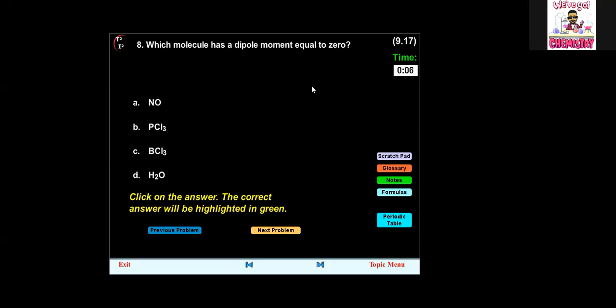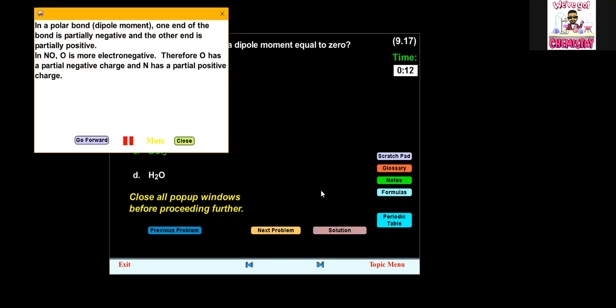Which molecule has a dipole moment equal to 0? BCl3, because they cancel out. So they are balanced. NO: O is more electronegative. Therefore, O has a partial negative charge and N has a partial positive charge.